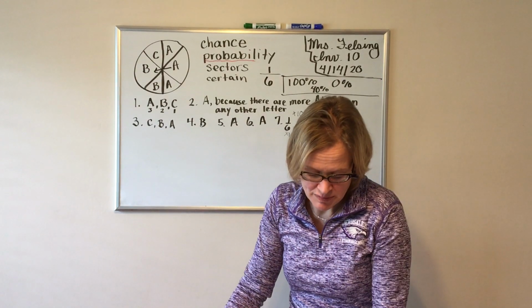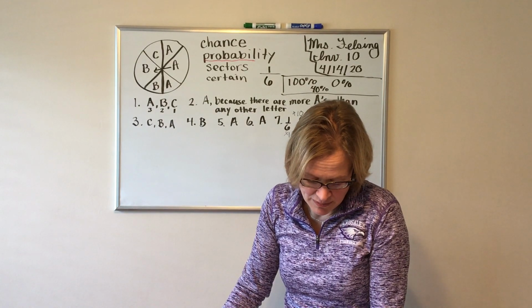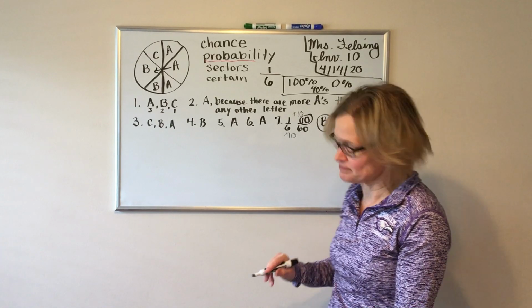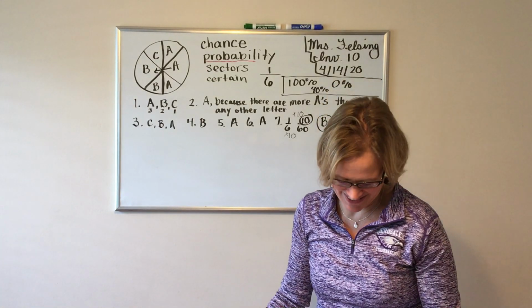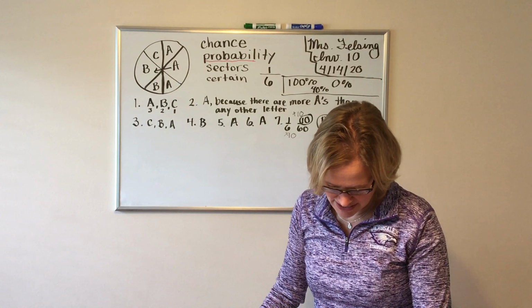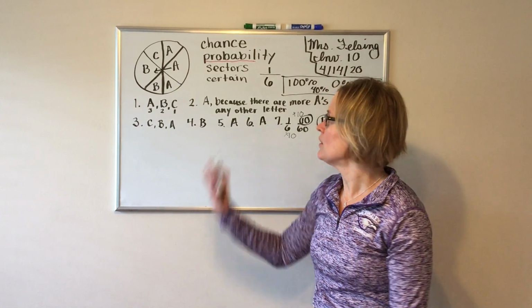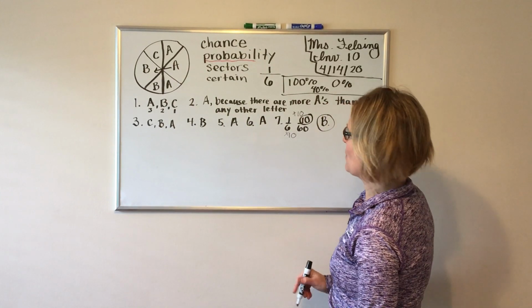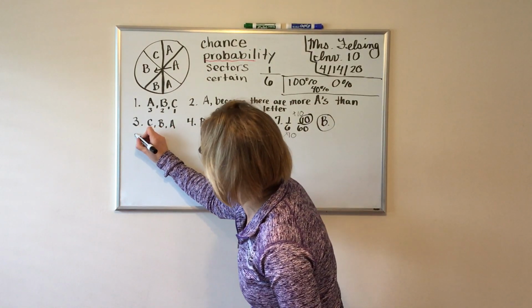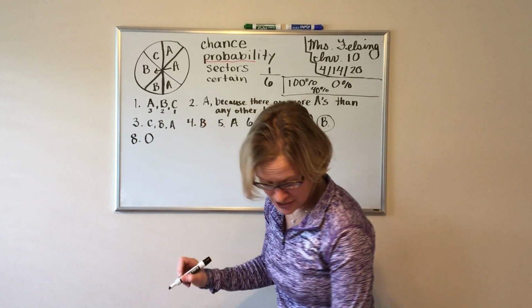So we're going to use the spinner at right to answer problems 8 to 10. And thankfully this is our same spinner here. So we look at number 8. What is the probability that the arrow will stop in sector D? Sector D. Well, I'm looking at this. There is no sector D. So the probability of landing on sector D is 0.